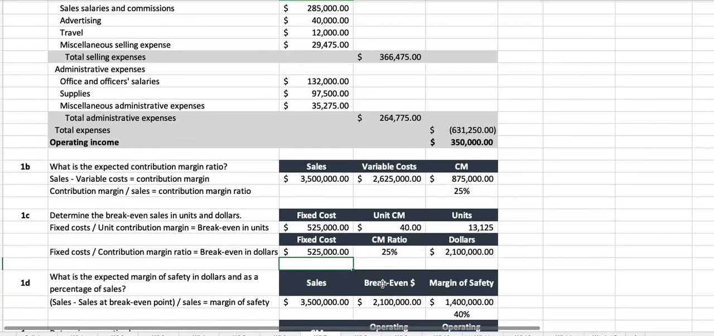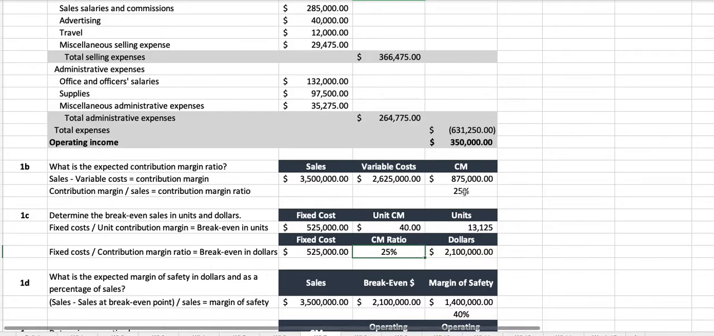And our contribution margin ratio, we calculated from over here. So I just pulled that down. Now we're going to calculate this by, again, taking our fixed cost and dividing it by our contribution margin ratio. And this tells me that I have to make $2.1 million just to break even. If I want to turn a profit, I have to generate more than this.